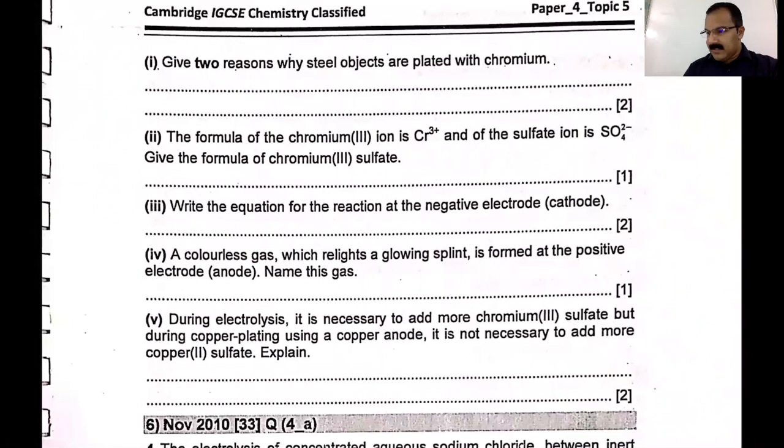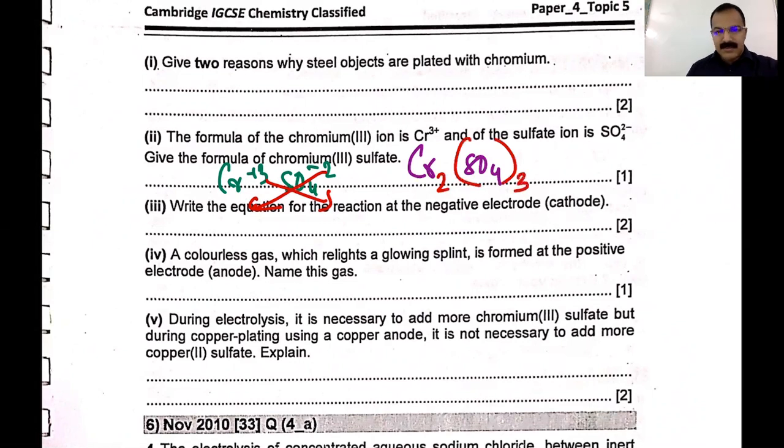All right, so this is a simple technique. Chromium 3+, SO4 2-. How to write the formula of this compound? Crisscross the charges. So you get chromium sulfate, and the charges are 2 comes for chromium, 3 goes for sulfate. Cr2(SO4)3. Right.